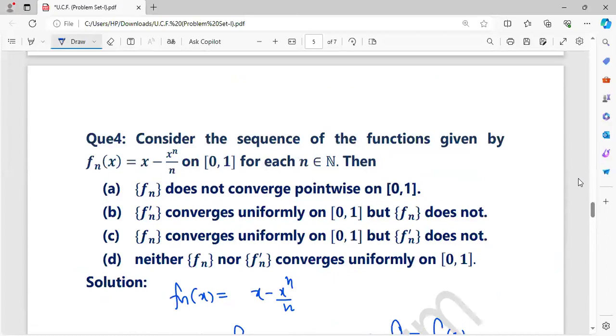So which one is correct? f1 converges uniformly on [0, 1], but this does not converge. Sorry, this option is not correct.